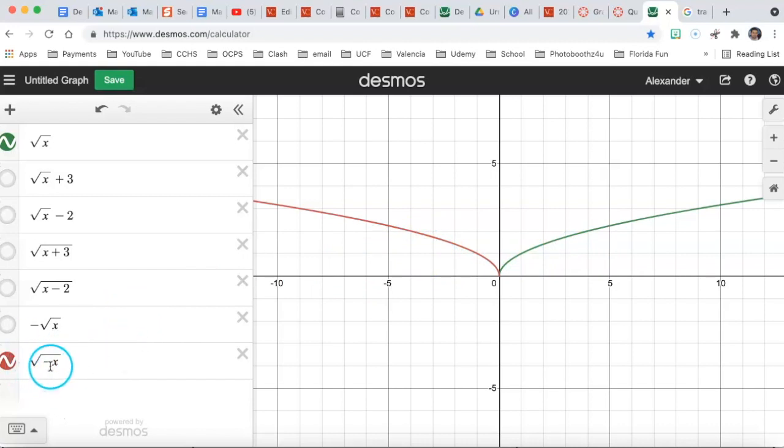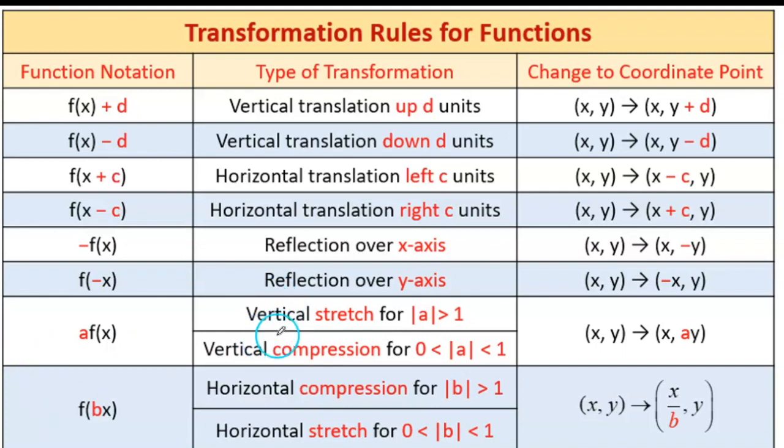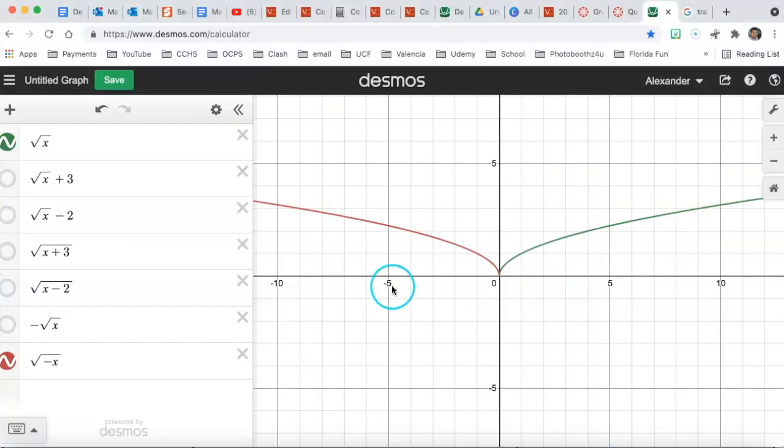Right now, the only thing that I'm missing is the vertical stretch, vertical compression, and this bottom. Let's do another function, any function. The reason I did this one is because it's easy to see the reflection. Let me show you an example where you're not going to see the reflection, something like the cubic function.